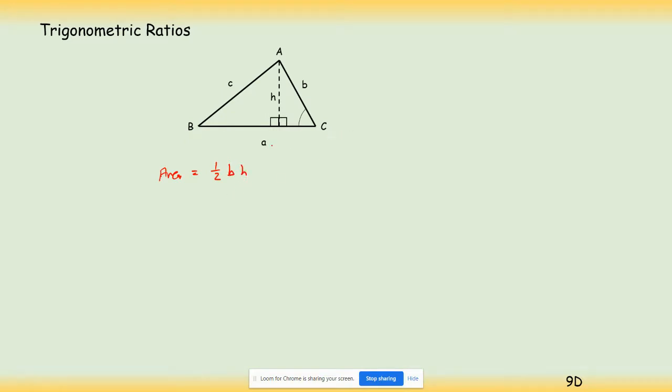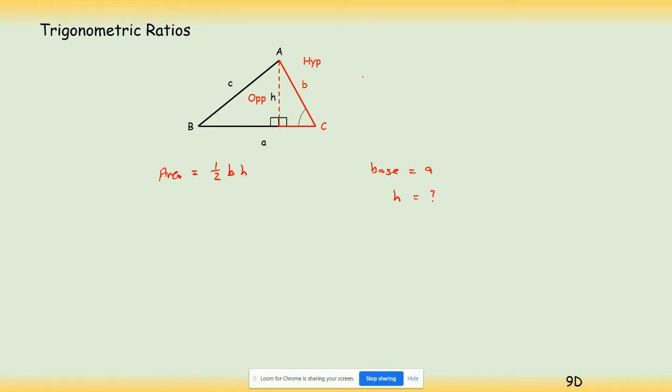Okay. In this case, the base is A, and we need to find out what H is, the perpendicular height. So let's write that here. Base is equal to A, and the height, perpendicular height, is equal to, we don't know. Now, if I highlight this small triangle here, we look at the angle C. Opposite that angle is H, and the longest side, opposite the right angle, is the hypotenuse.